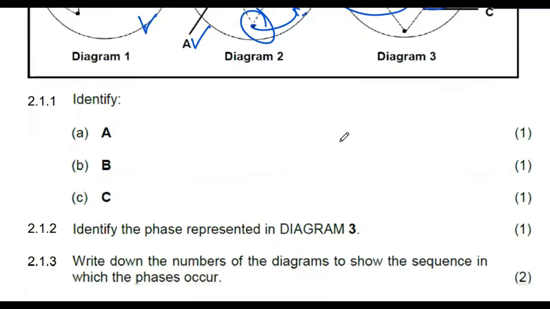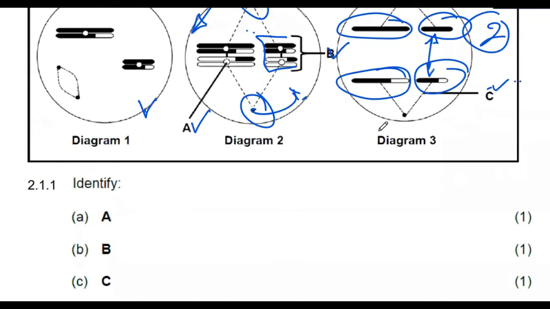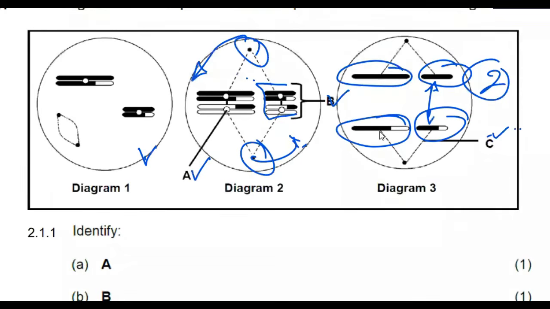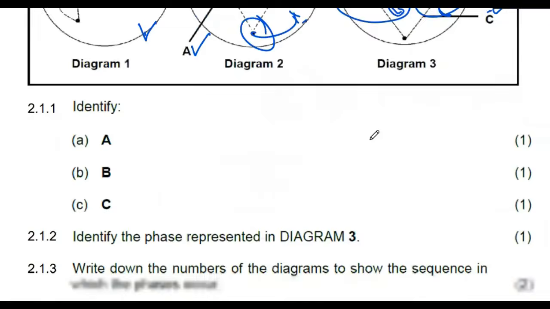Anaphase 2. If it was anaphase 1, then this would have been an individual chromosome moving to the other side. Also, this one would have been a chromosome, with the centromere there, a whole chromosome, and also this would have been a chromosome. So it would have been anaphase 1. But because chromatids are moving to opposite poles, therefore it is anaphase 2.